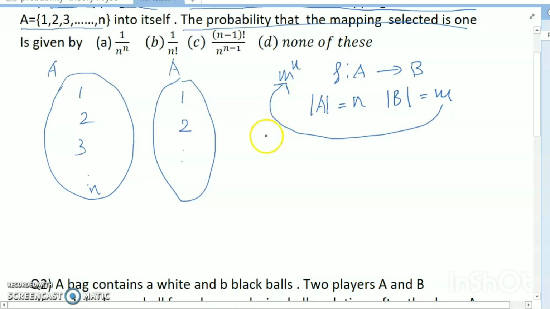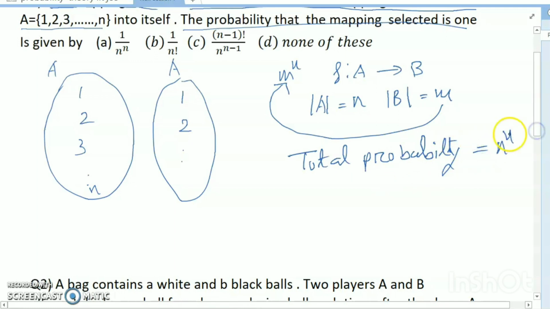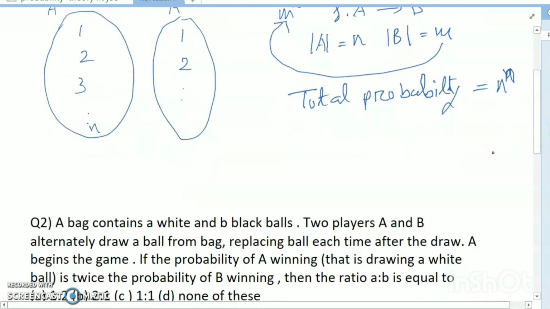So this way I get the total probability. If I am wrong, you must tell me in the comment section, I can learn. So the total is n to the power n. Okay, so n to the power n is the total. Now we next find the number of favorable cases.